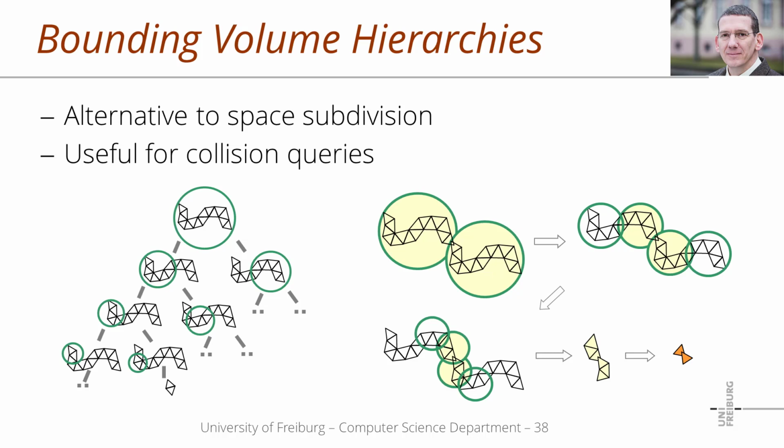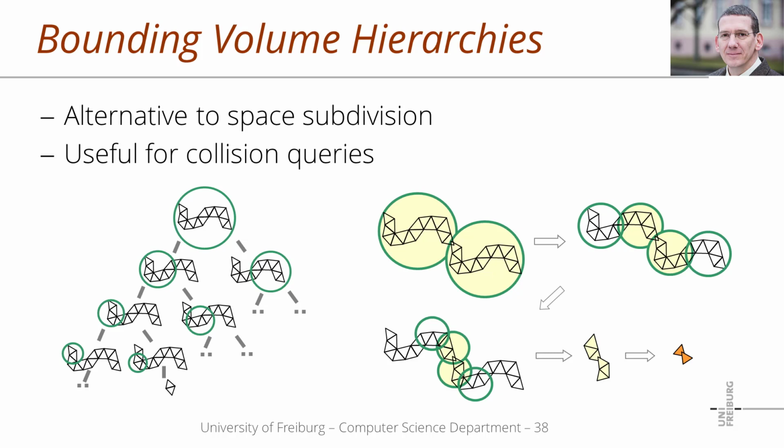This process is recursively applied until we get bounding volumes that encapsulate only very few primitives or triangles of the original geometry. Then we do not further subdivide the geometry, but we just store the respective triangles in the hierarchy. So in all inner nodes in the hierarchy, we store bounding volumes, and at the leaves we store the triangles that represent the object geometry.